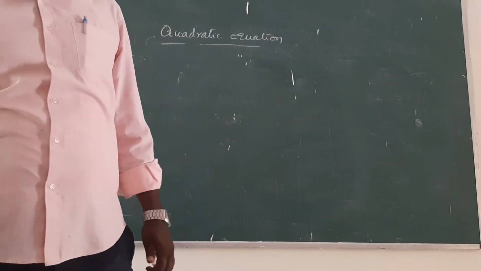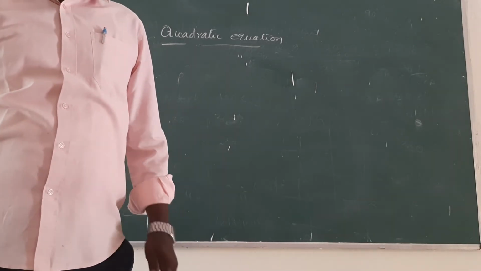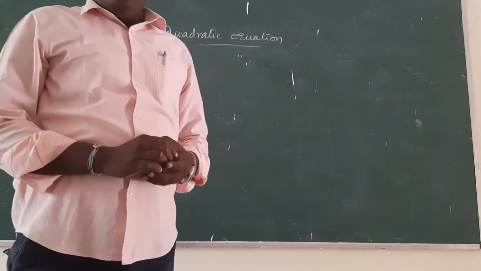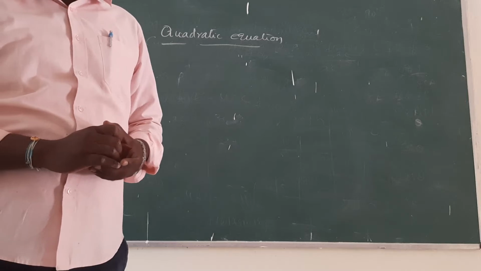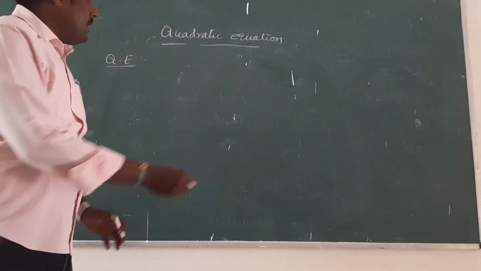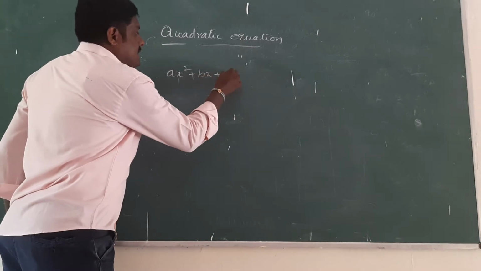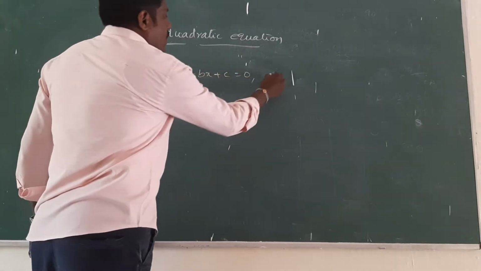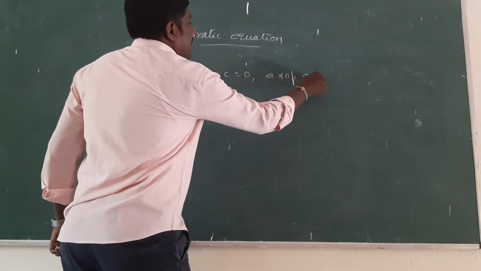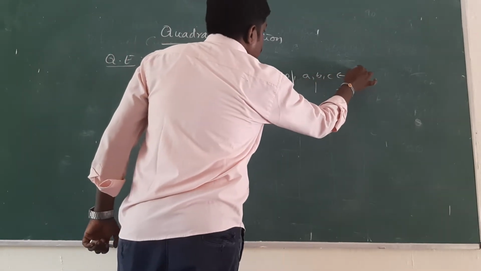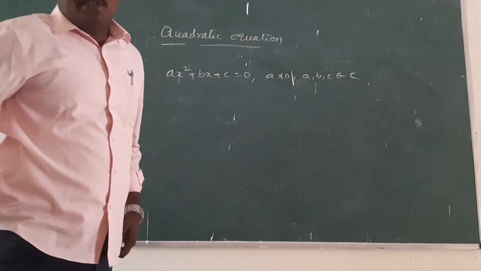A quadratic equation in the variable x is an equation of the form ax square plus bx plus c is equal to 0, where a is not equal to 0 and a, b, c belong to complex numbers.